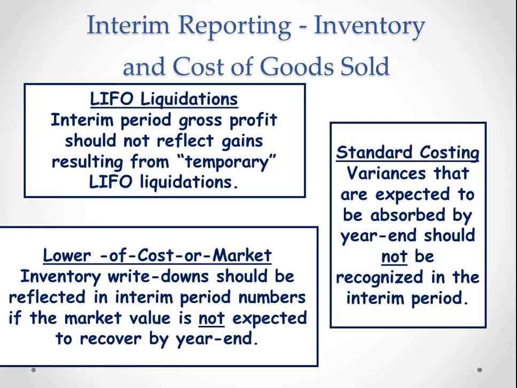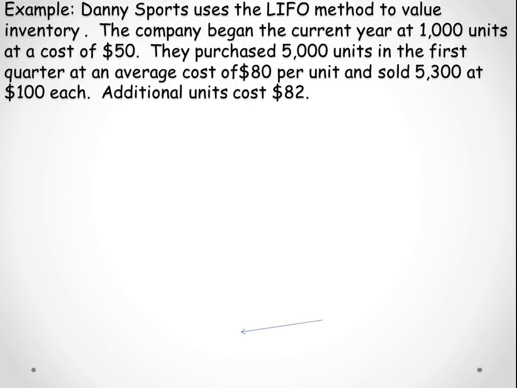That's a no-no. And for lower of cost or market, inventory write-down should be reflected in the interim period numbers if the market value is not expected to recover by year-end. Otherwise, you wouldn't show it, and you wouldn't make any adjustments for variances unless you assume those are going to carry out through the year. Now, let's take a look at an example, and it shows you what LIFO liquidation is.